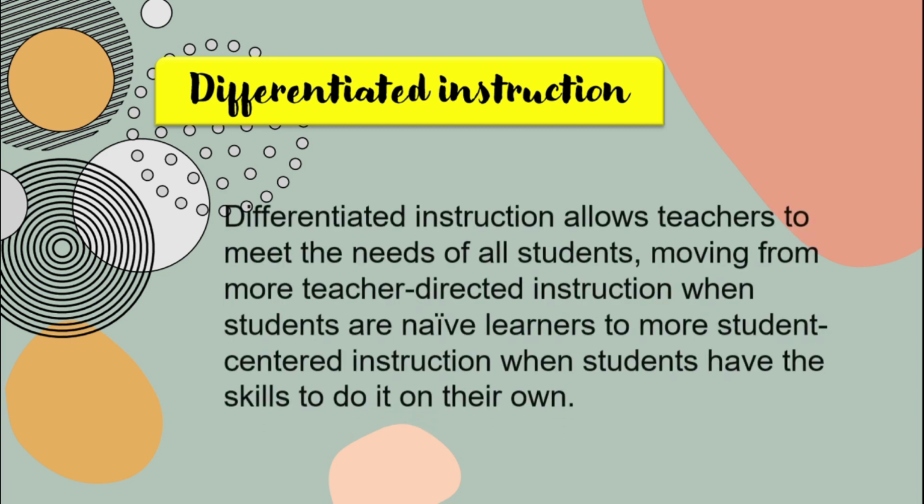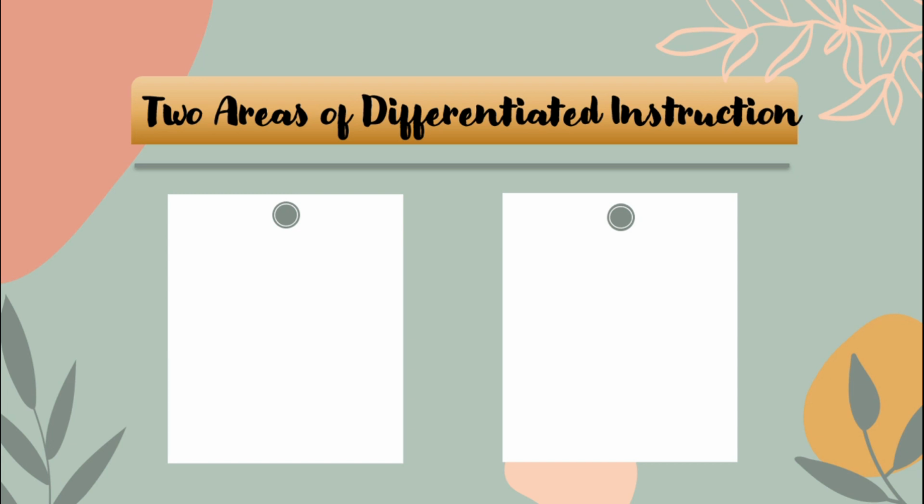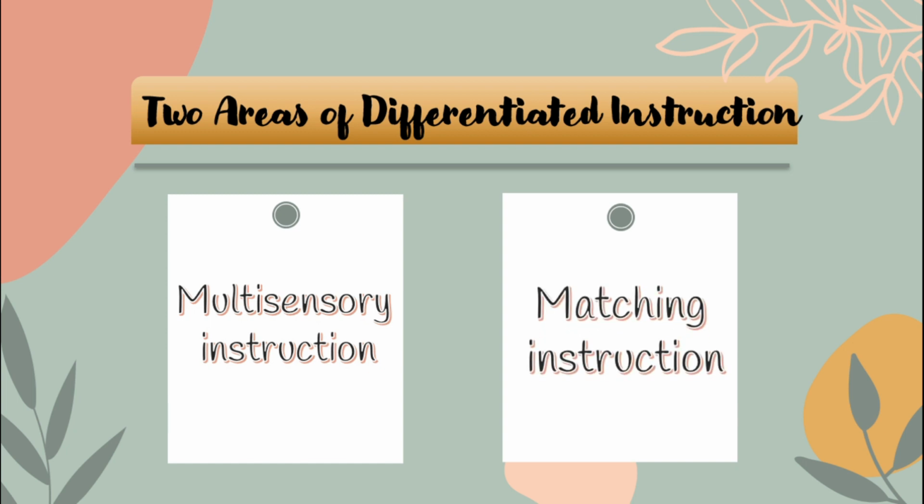Students come to us with varying skill levels. Differentiated instruction allows teachers to meet the needs of all students, moving from more teacher-directed instruction when students are naive learners to more student-centered instruction when students have the skills to do it on their own. Yes, so in differentiated instruction, instruction is moved from teacher-directed to student-centered. Now, there are two broad areas for differentiated instruction. This includes multisensory instruction and instruction matched to a student's learning needs.